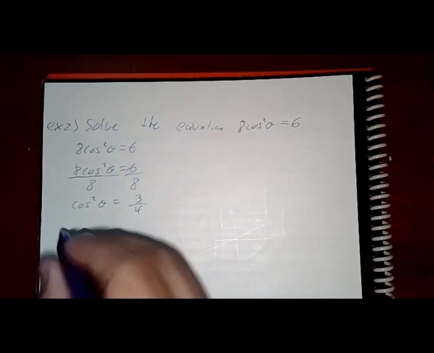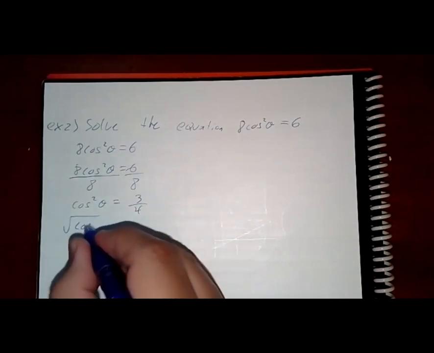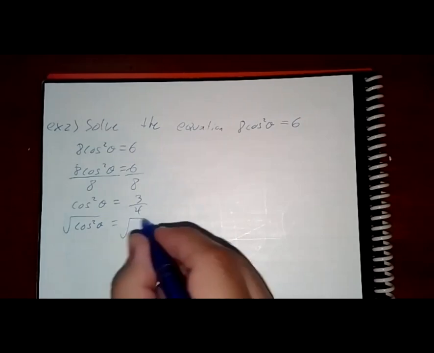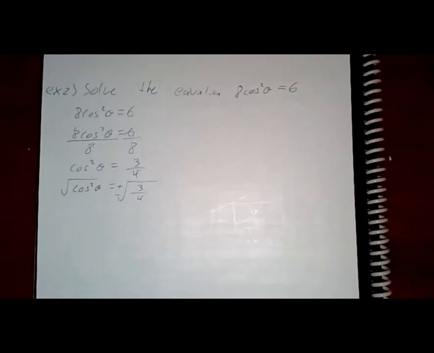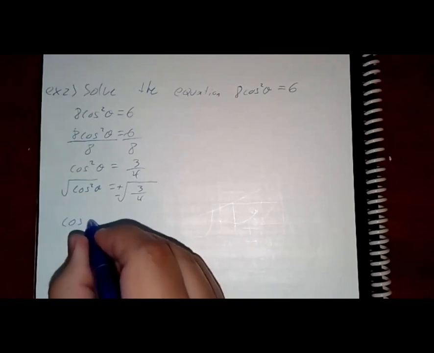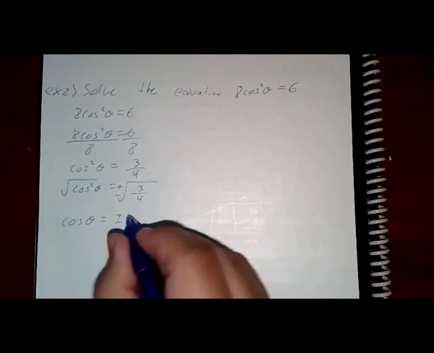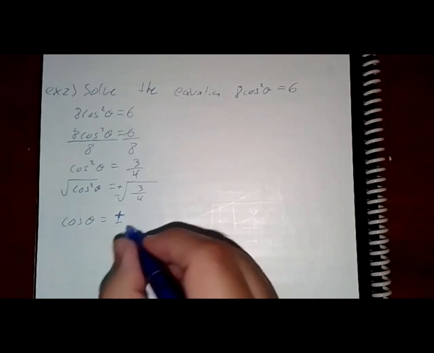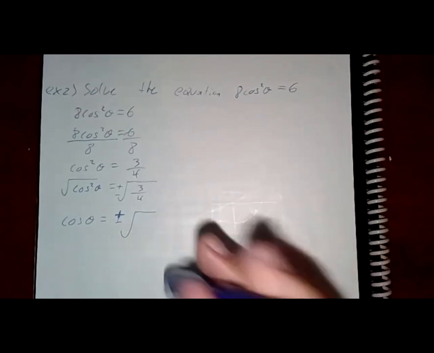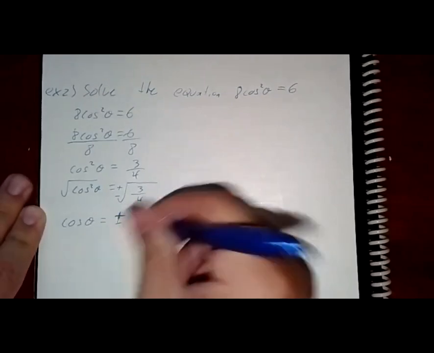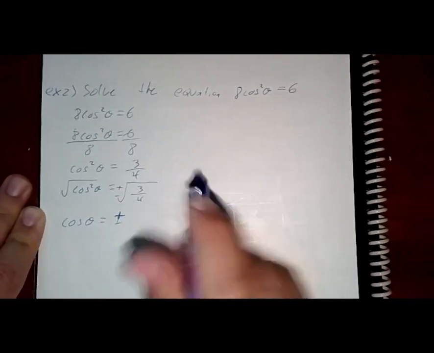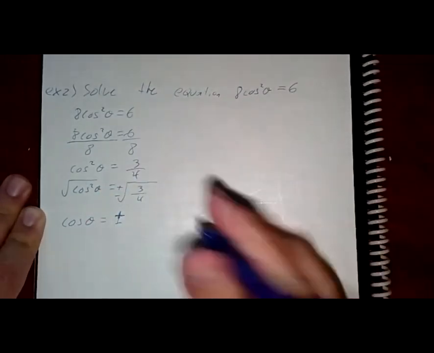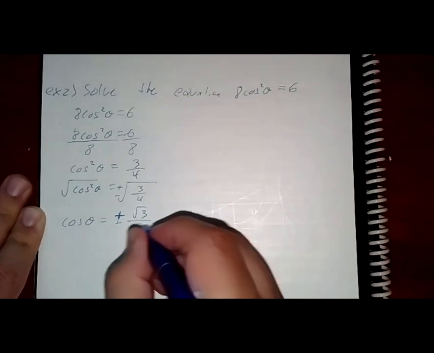Yeah. Then you have to square root both sides to isolate that cosine. But when you square root both sides, you have to tack on a plus or a minus. That's just the rule for square rooting. So cosine theta is equal to plus or minus the square root, actually, square root of 4 is 2, so you only have a square root on the top, technically. You see that, how the 4 will come out? Square root 3 over 2.